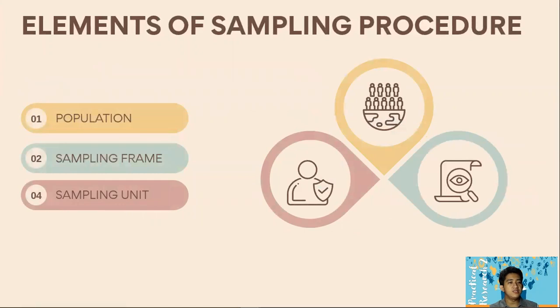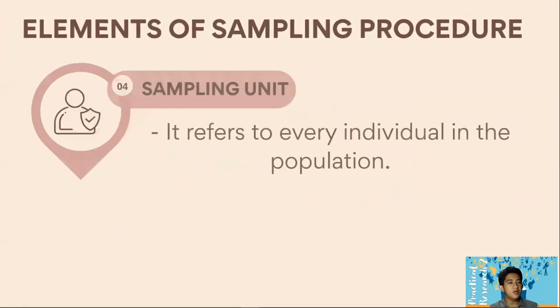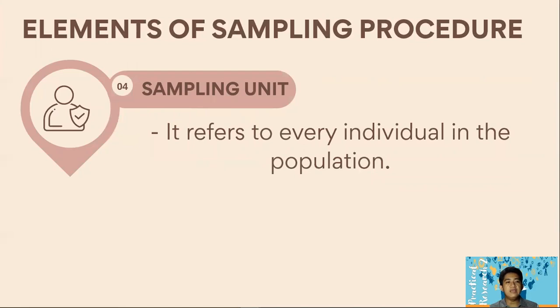The last element is the sampling unit. The sampling unit refers to every individual in the population. In this case of the school, each student is called the sampling unit.